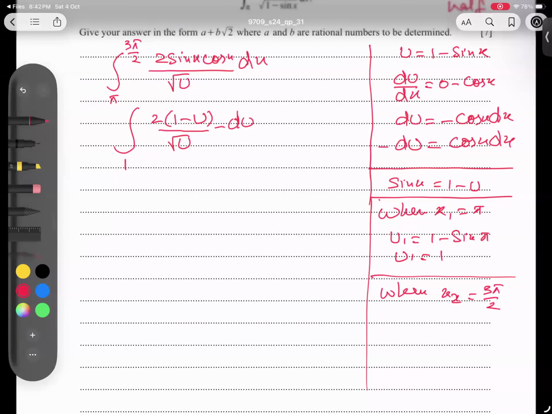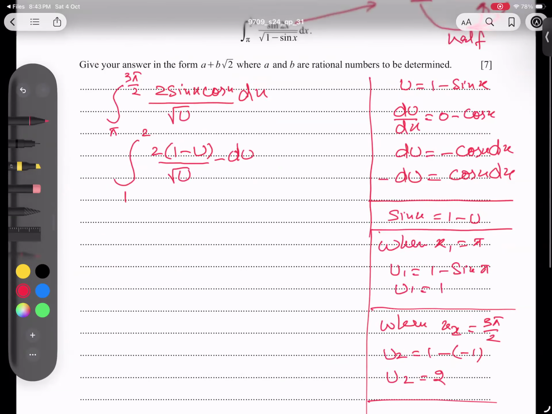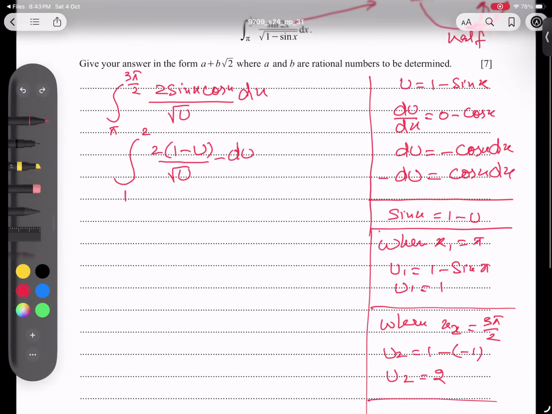When I plug in 3 pi by 2 here, you can check in the calculator in radian mode. Make sure it is radian mode. So u2 is equal to 1 minus sin 3 pi by 2, which is minus 1, and I got u2 is equal to 2. So this 2 comes on top. I think this point is clear. So now what about this minus sign? This minus will go in the bracket and we get a 1 to 2 limit. And I got the integral of (u minus 1) over root u du.